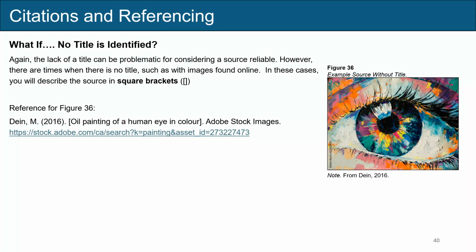And where I usually have my title, instead I have square brackets and I am indicating what it is. I do have a bit of a background in art, so I could tell that this was an oil painting. So I said it was an oil painting of a human eye in color, just a short description of what it is. We don't put it in italics because it's not the official title. It's hosted through Adobe Stock Images, and I have the link to those stock images there for anybody else who has that kind of licensing. A lack of a title, though, won't affect your citations because we don't generally include the title in citations.